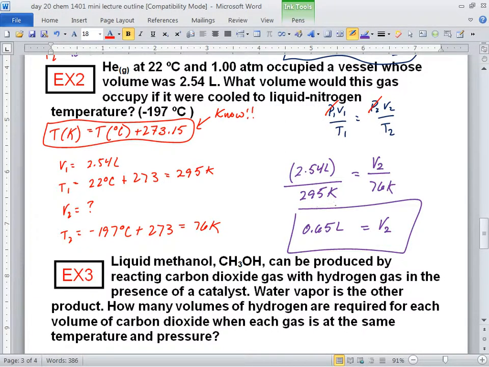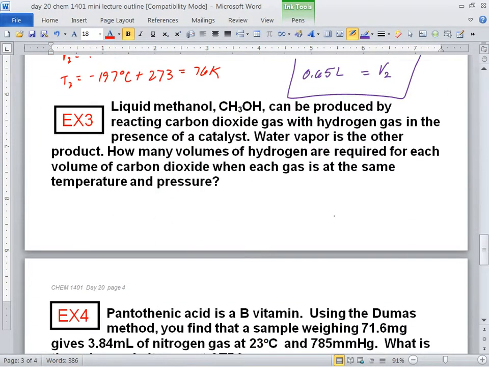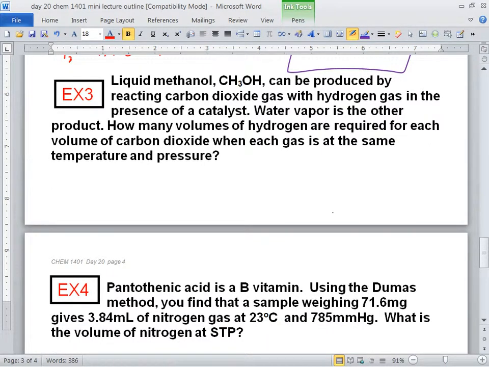Okay. So Mia, how are you going to do EX3? I'm not sure. It's a hard one. This one, you almost have to get out of the reading in order to answer a question like this. And what they want you to do is write the reaction, and the answer's in the reaction.